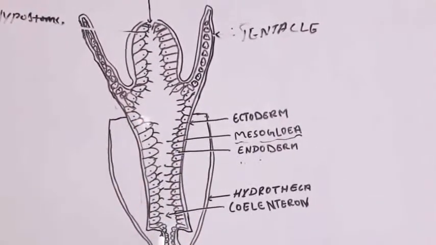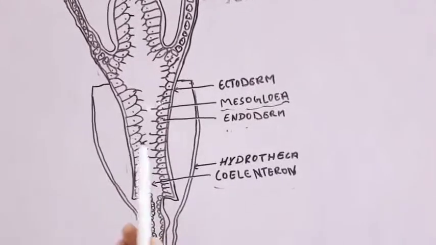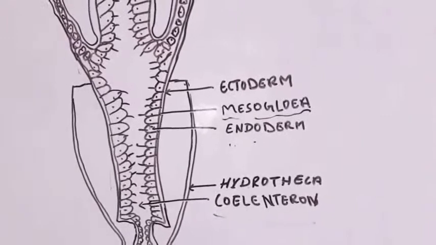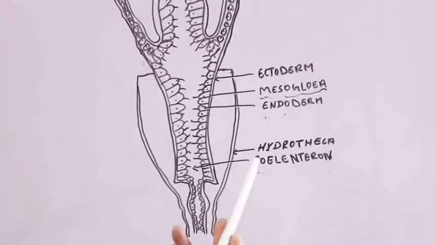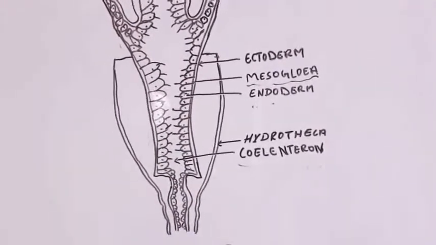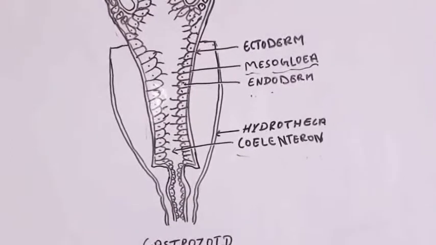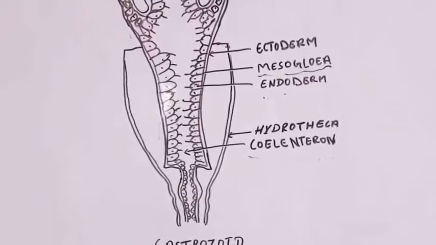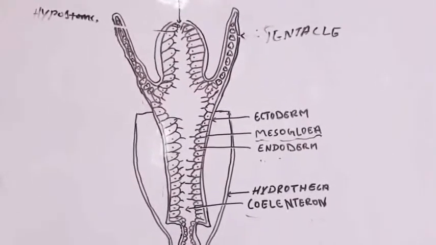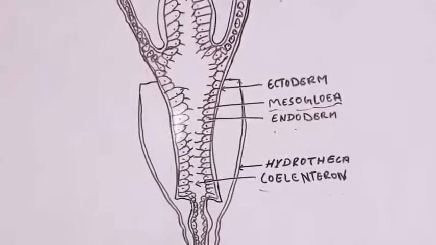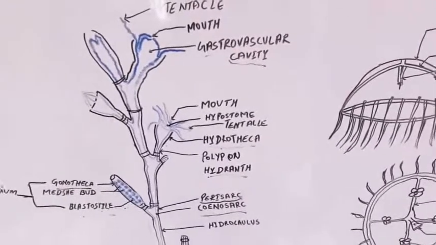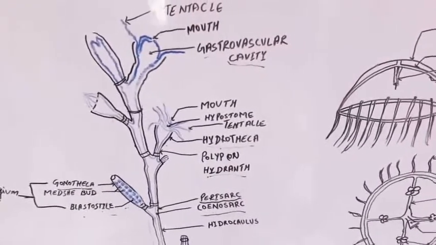The gastrovascular cavity is also called the coelenteron. So here the polyp is covered by a thin transparent membrane, the hydrotheca, and has an inner enteron cavity. At the base of the polyp there is a ring-like shelf on which the polyp rests. So here there is a base which contains a ring-like structure in which the polyp rests.